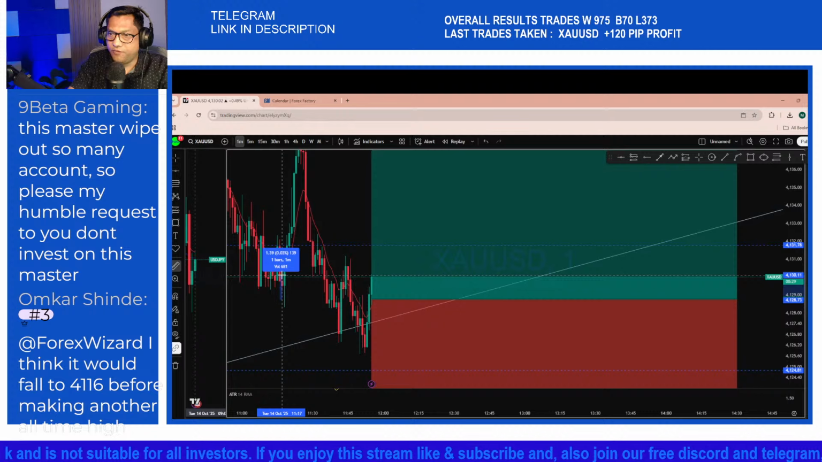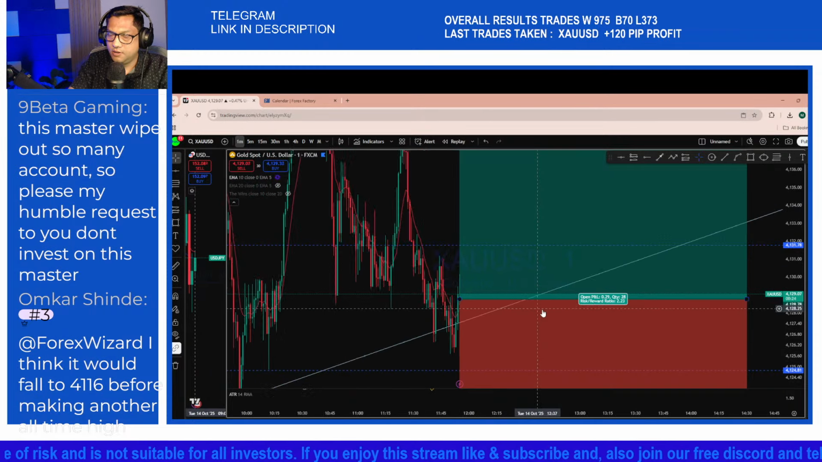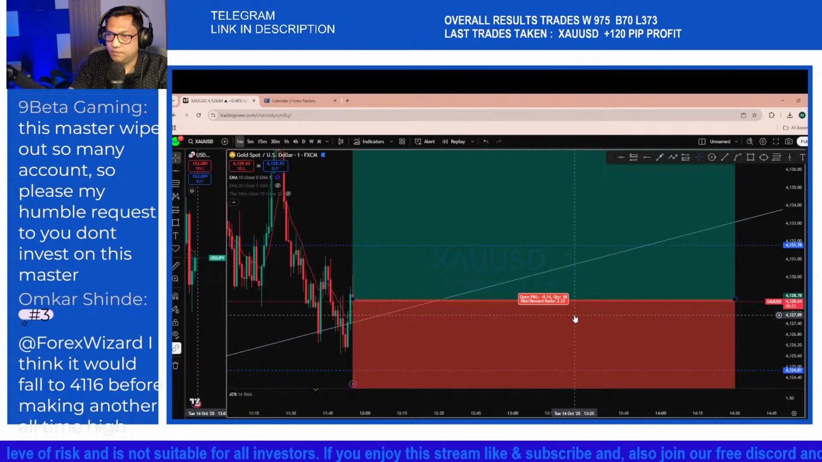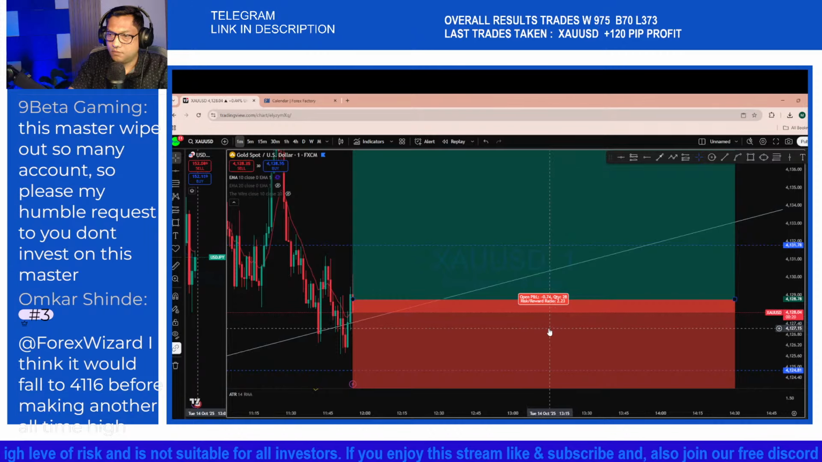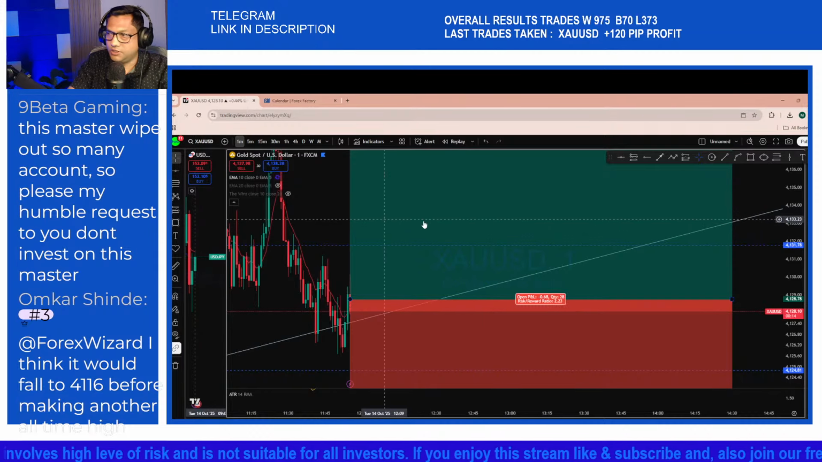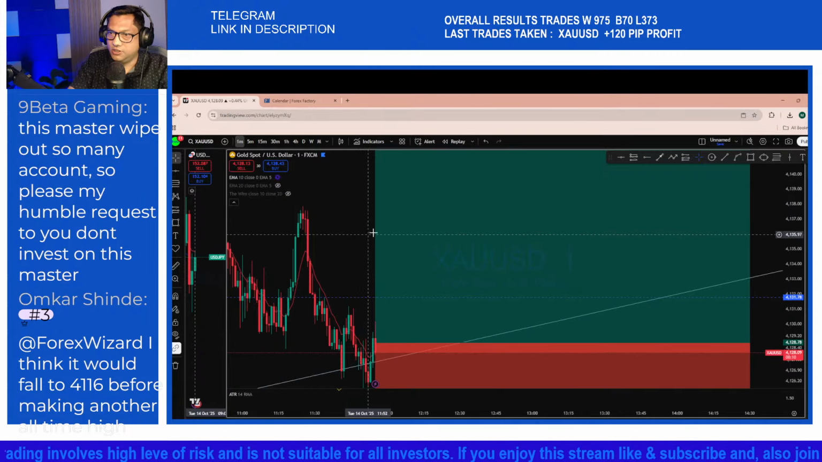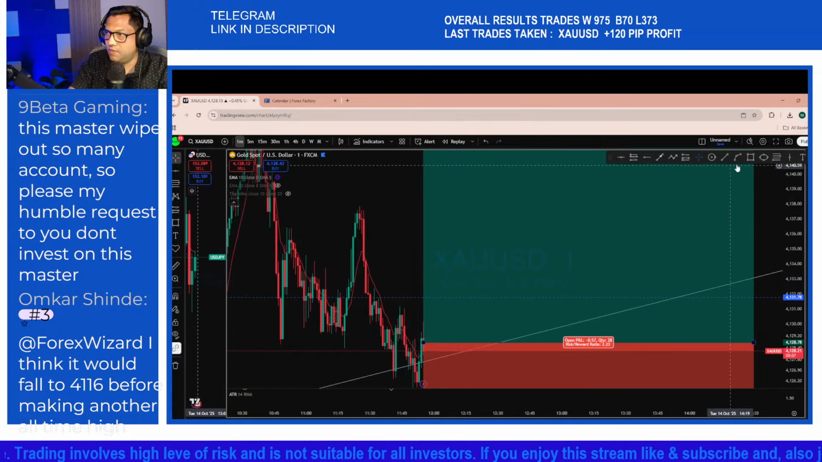Breaking out here from that level, which is nearly 15 pips, and expecting to fill that fair value gap in that area. This is the current fair value gap here in that market.